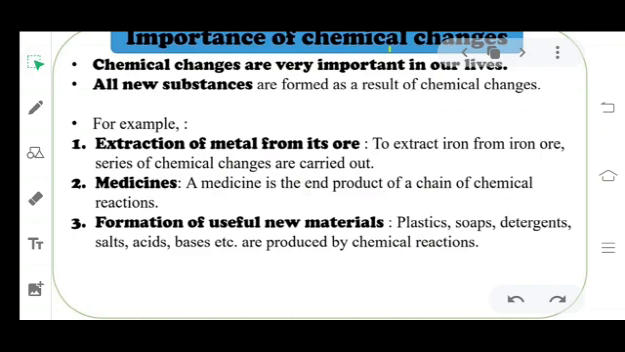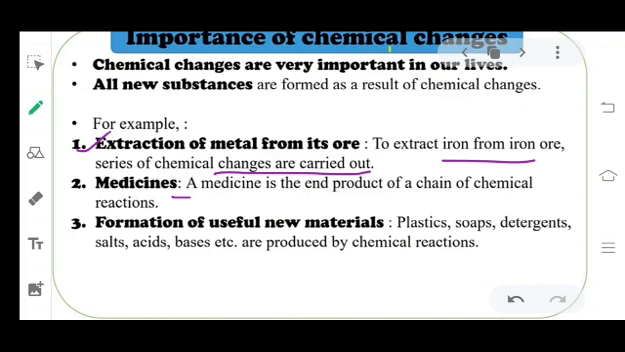Now let's observe what is the importance of a chemical change. So chemical changes are very important in our day-to-day life. For example, extraction of metals from its ores. To extract iron from iron ores, a series of chemical reactions are to be done. Either it is iron or gold or aluminium or any kind of metal which has to be extracted from the soil, there are certain chemical reactions to be taken place.